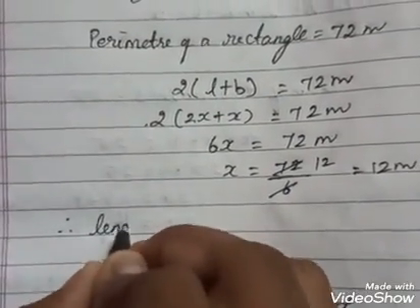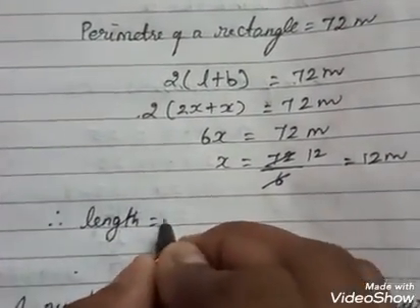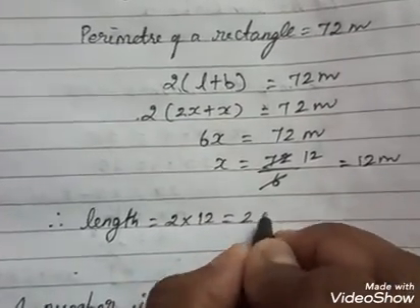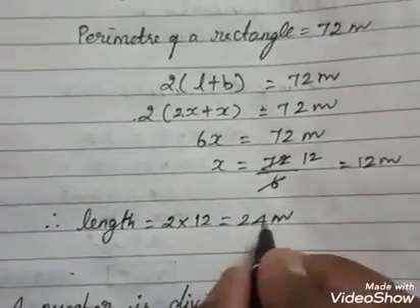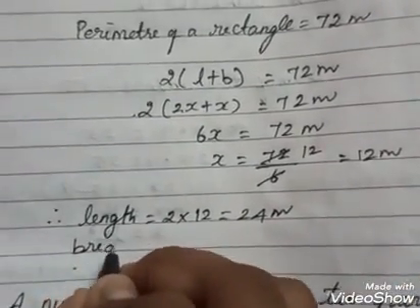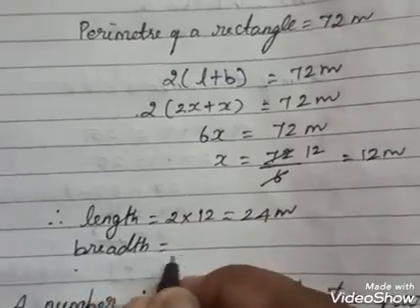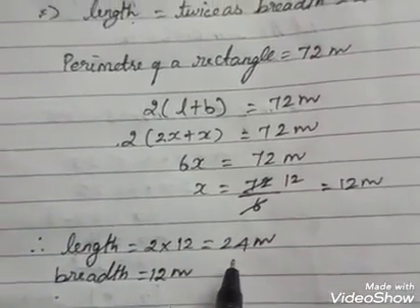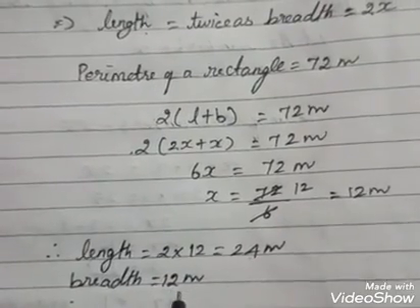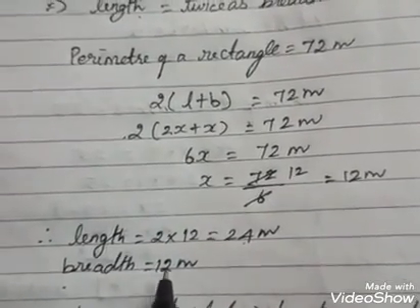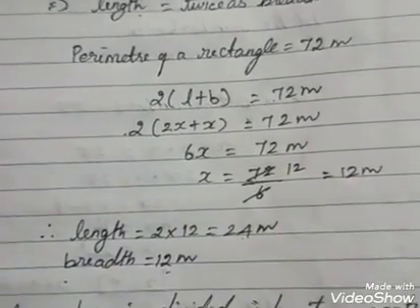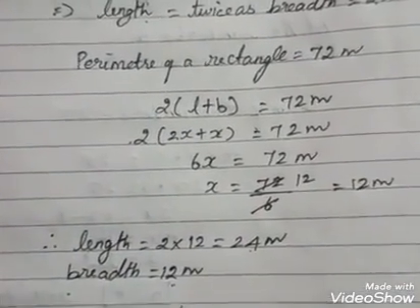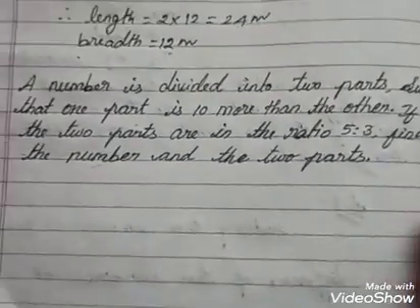Therefore length is equal to 2x. So 2 into 12 is equal to 24 meter. So length is 24 meter and breadth is 12 meter. Now you see, just to verify, 24 plus 12 you get 36. 36 into 2 is 72. So that is 72 meter, the perimeter. So next we move on to question number 4.